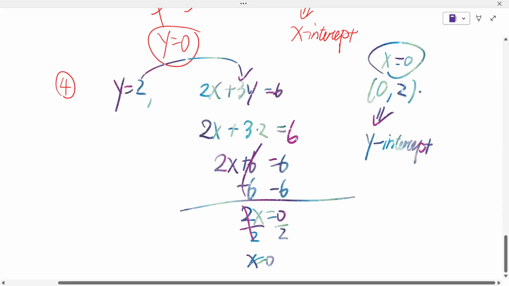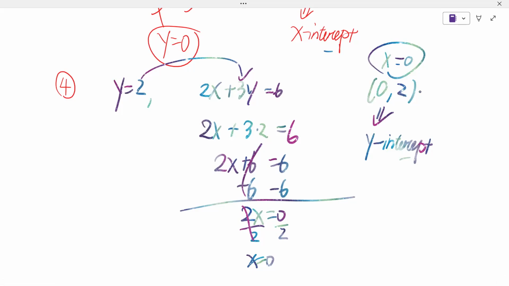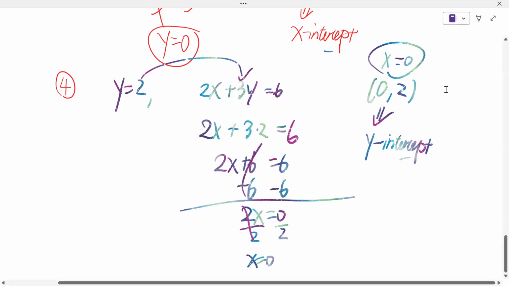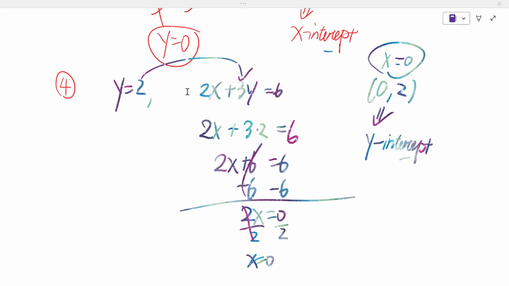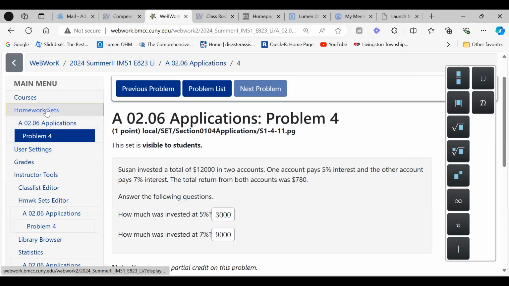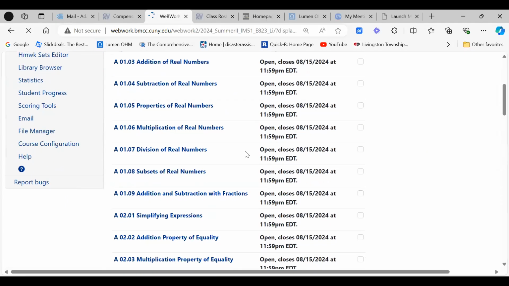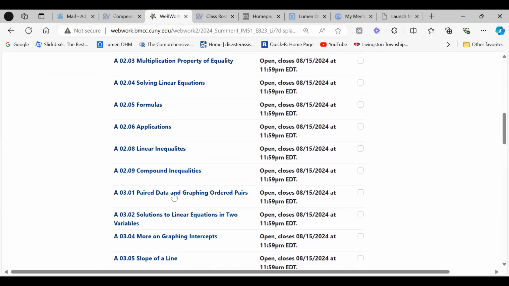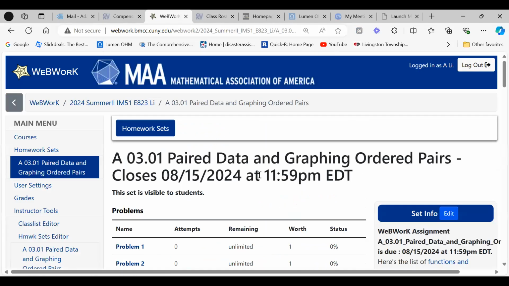And those are special points, right? Sometimes in order to find those intercepts, we just have to follow this procedure, setting each variable equal to 0 and solving for the other one. Now let's go back to the assignment here, 3.1. I already uploaded it over the weekend.